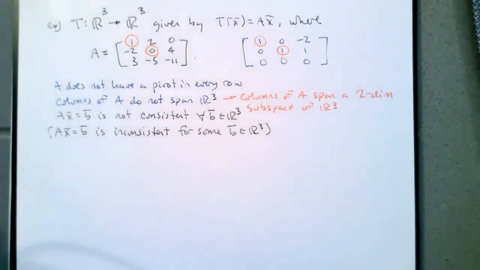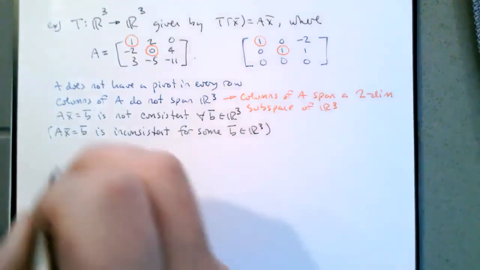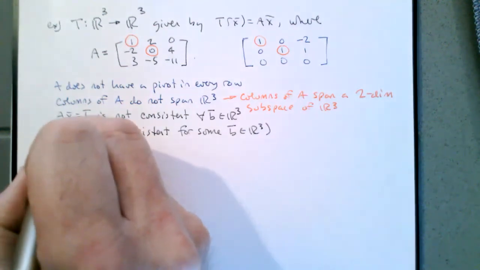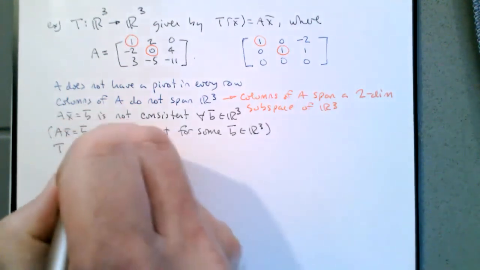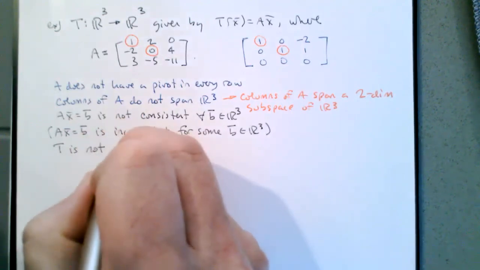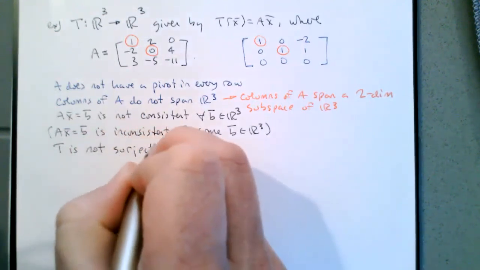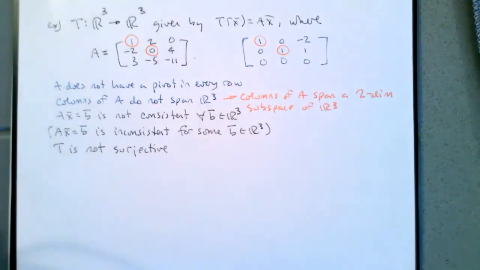These are all the things that should just automatically occur to us when we see that A does not have a pivot in every row. We can see that this transformation, since that's come up in the beginning, the transformation is not surjective, it is not onto. We also see that A does not have a pivot in every column.